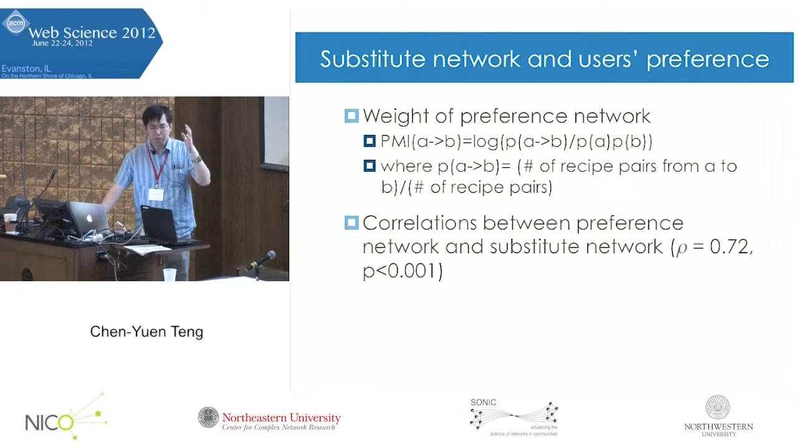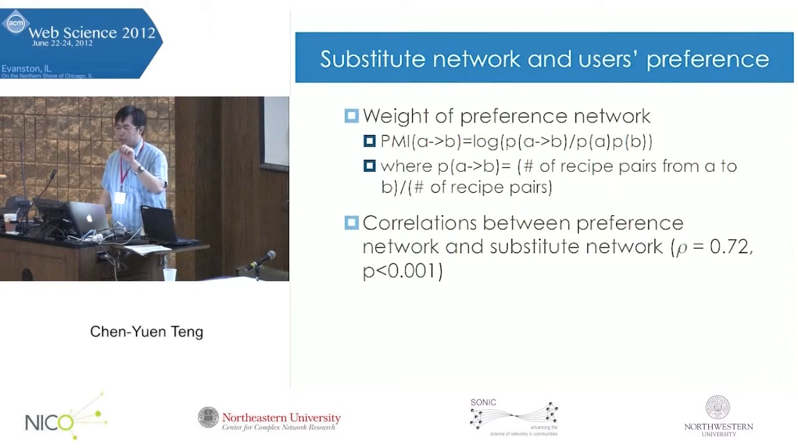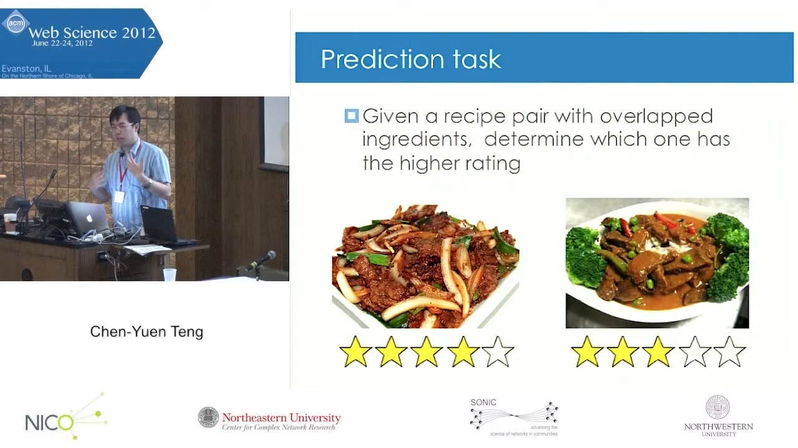After we build so many networks, the substitute network and the complement network, what can this information be used for? So we designed an application, a prediction test. Say we have two recipes, and we want to predict whether one recipe's rating is higher than the other. But we don't want to compare cheese and cake, so we only consider recipes that contain similar ingredients, like Mongolian beef and curry beef.